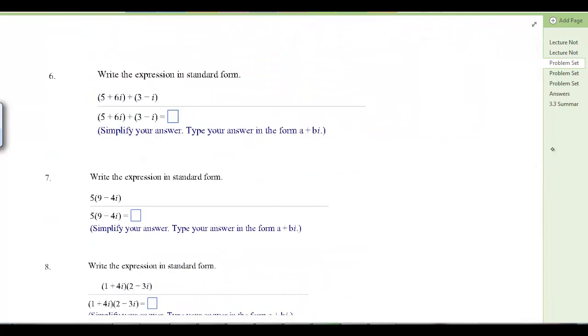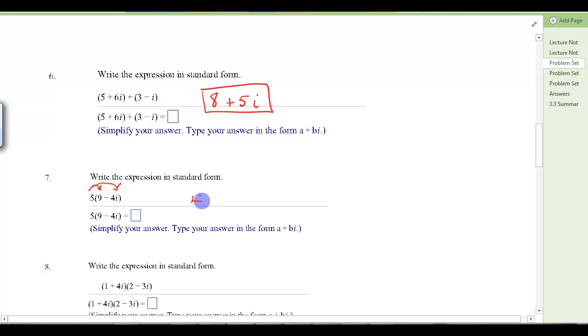All right, number 6. We're just adding. And so we're going to add the real parts and get 8. And we're going to add these and get 5i. So that would be our answer. We are multiplying here. We're just distributing. So we really can do that without the calculator. 5 times 9 is 45. 5 times 4i is 20i.